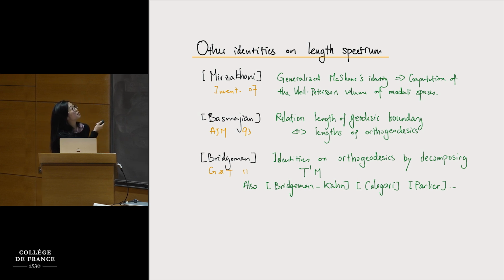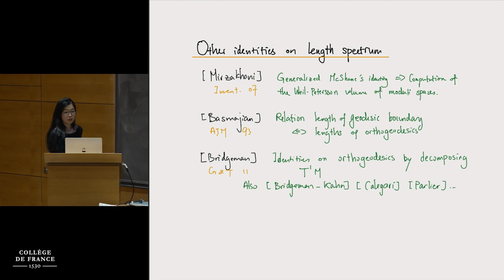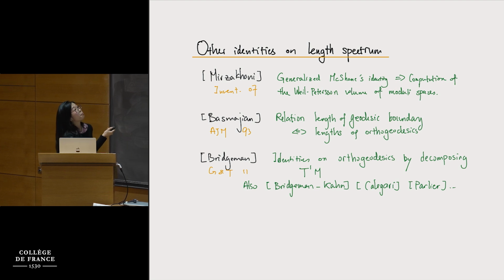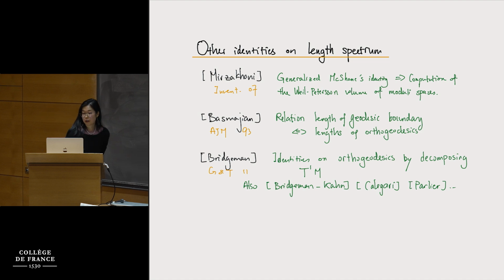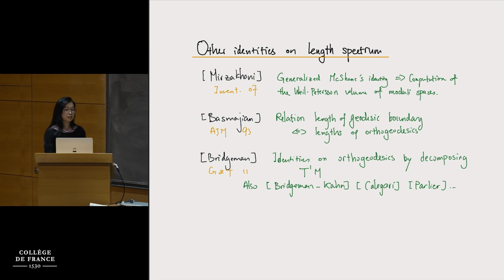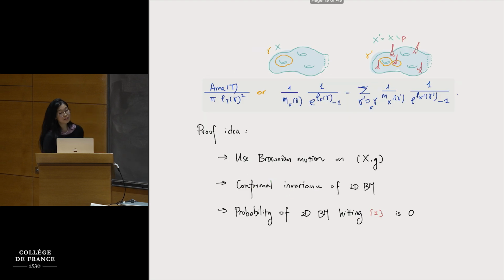representative ones. For instance, Basmajian has a work which relates the length of the geodesic boundary of a hyperbolic surface to the length of orthogeodesics. These are geodesics that are orthogonal to the boundaries. And also Bridgeman had works on orthogeodesics, by decomposing the unit tangent bundle of the hyperbolic surface and depending on how the geodesic behaves according to the starting point. And you can also obtain identities about orthogeodesics. And there are a lot of other generalizations and modifications, which I'm not giving the full list of.